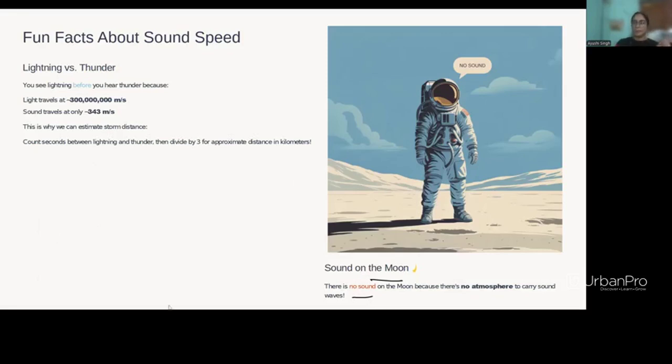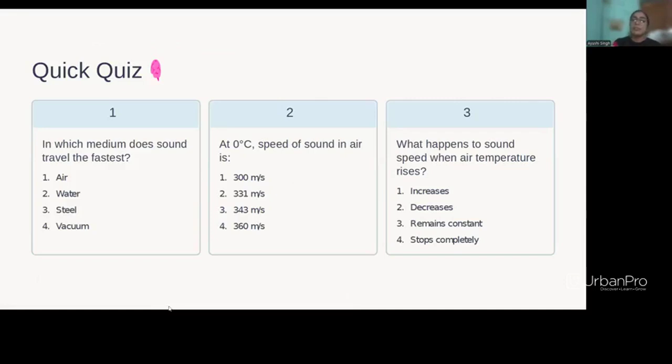Now, let's do some questions. In which medium does sound travel the fastest? This type of question we have done in our previous session, so you'll be able to answer this. At 0 degrees Celsius, the speed of sound in air is around 300 meters per second, 331 meters per second, 343 meters per second, or 360 meters per second. This you have to answer. And lastly, what happens to sound speed when air temperature rises? Does it increase, decrease, remain constant, or stop completely? So that you have to tell.